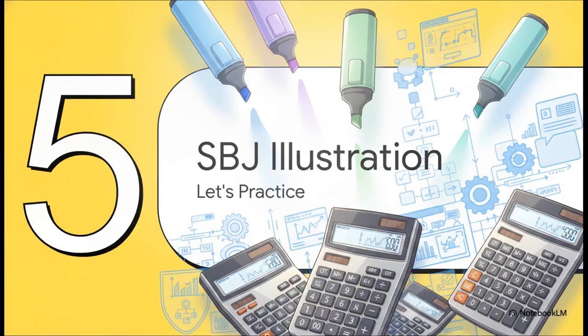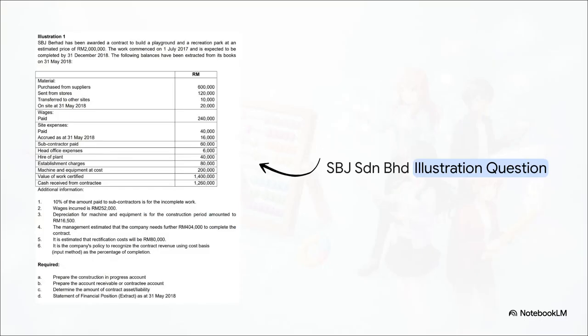All right, time for section 5. Let's practice the SBJ illustration. Time to put down the highlighters and pick up those calculators for a real-life scenario. SBJ has a contract to build a 2 million ringgit playground. Now, this is exactly the kind of setup you're going to see in your finals. Just take a second to scan through the data here.